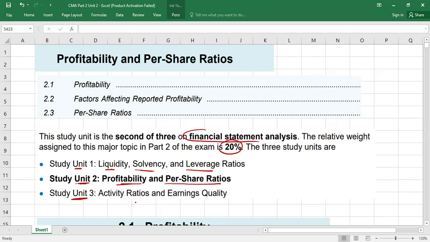We'll talk about activity ratios and earning quality in unit 3. Unit 2 is what we are starting today, the second unit of financial statement analysis. In unit 2, we have 3 topics in total. 2.1 is about profitability ratios. Topic 2.2 is about factors affecting the reported profitability. And topic 2.3 is per share ratios. So, starting with the first topic, profitability ratios.